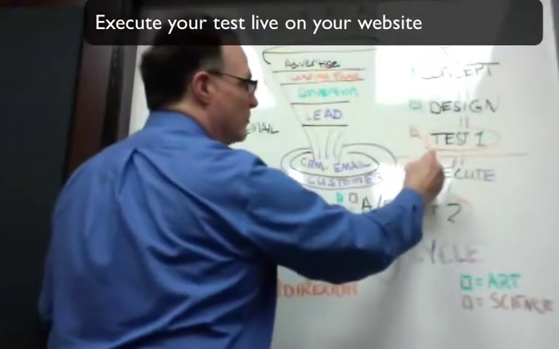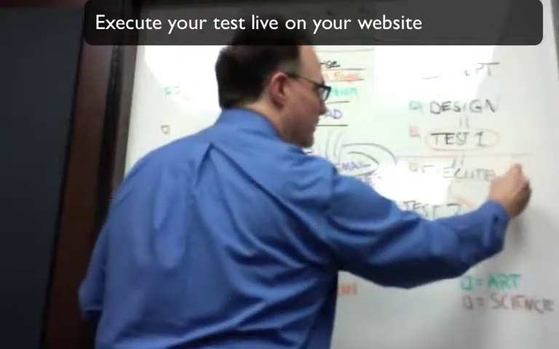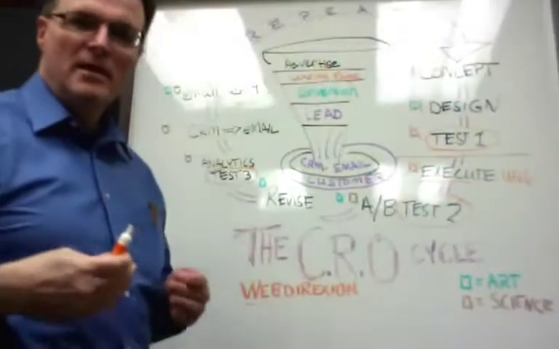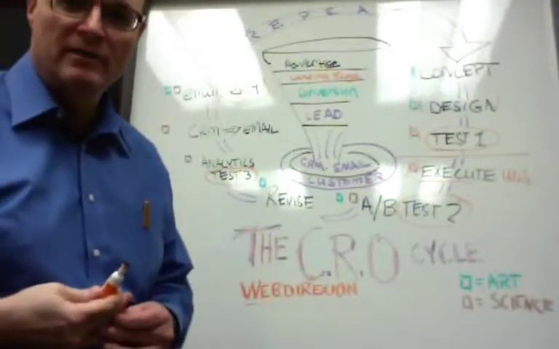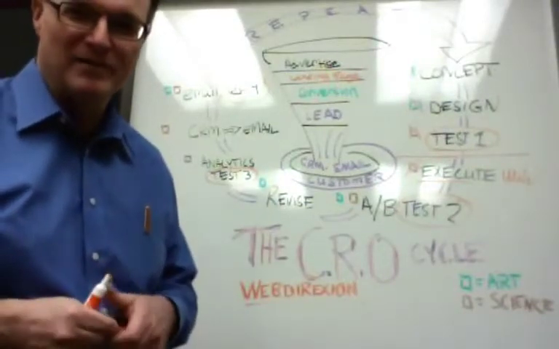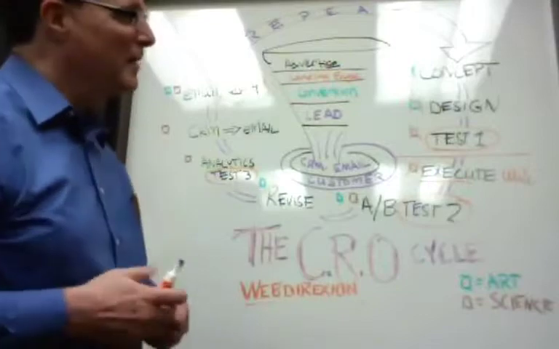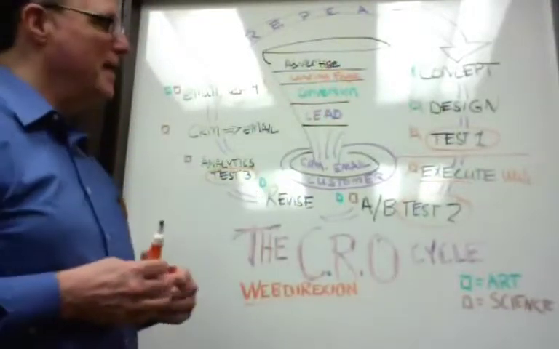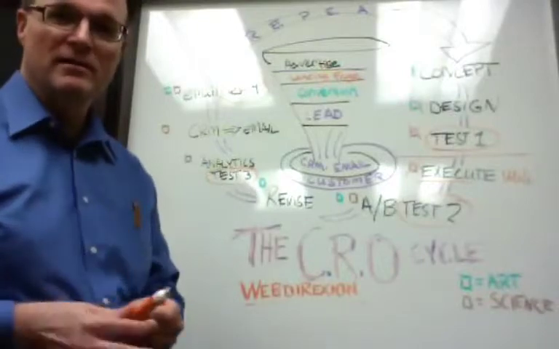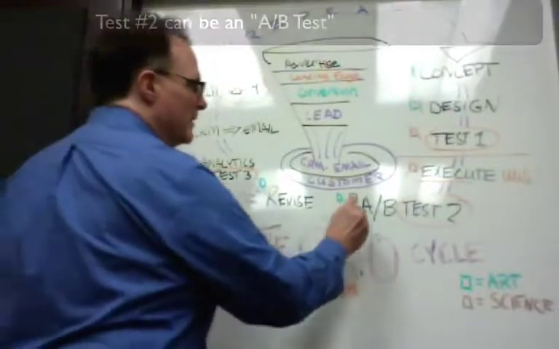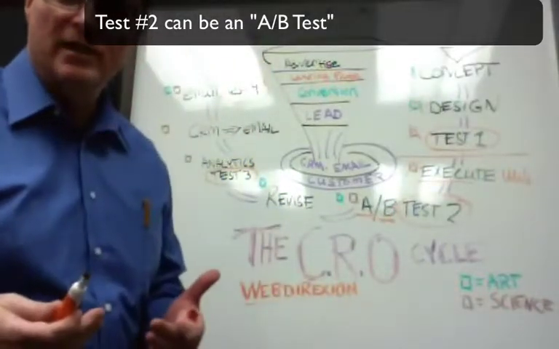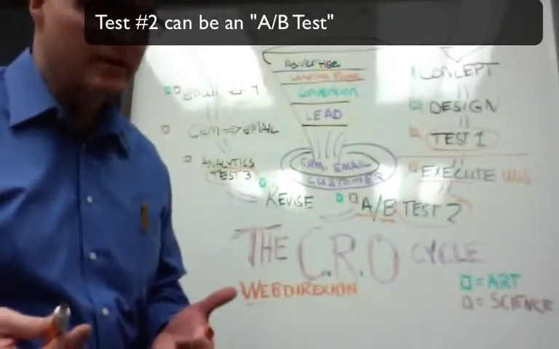Next, you execute, which means put it on your website. Okay? We're a WordPress house. There's a lot of other technical ways to put things on your site. Make sure you respect the design and the concept. And then you're ready for test number 2. A lot of times this will be an A/B test. There are other kinds of tests. One is called multivariate testing.